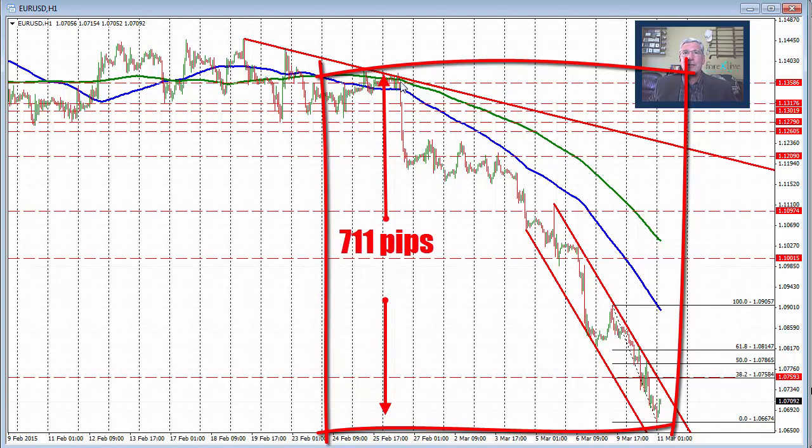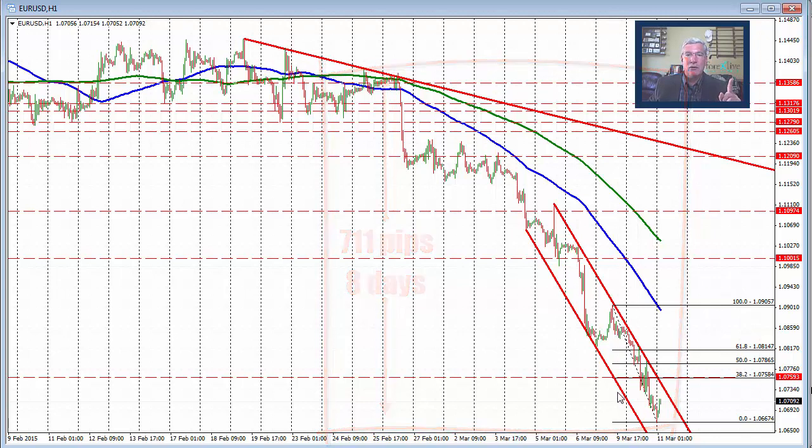How many days did it take to get there? 1, 2, 3, 4, 5, 6, 7, 8 trading days. About 700, let's call it 720 pips in 8 trading days. That's about 90 pips per day to the downside that we've gone in the euro versus US dollar. That's a pretty good move over a 2-week period, wouldn't you say? So maybe the market's ready for that.